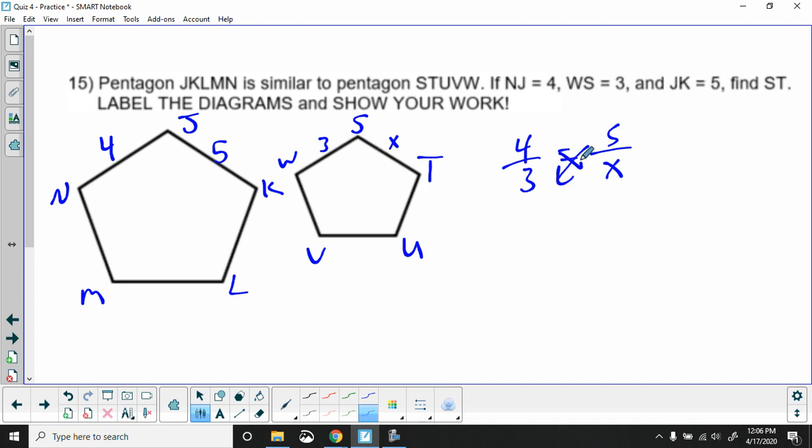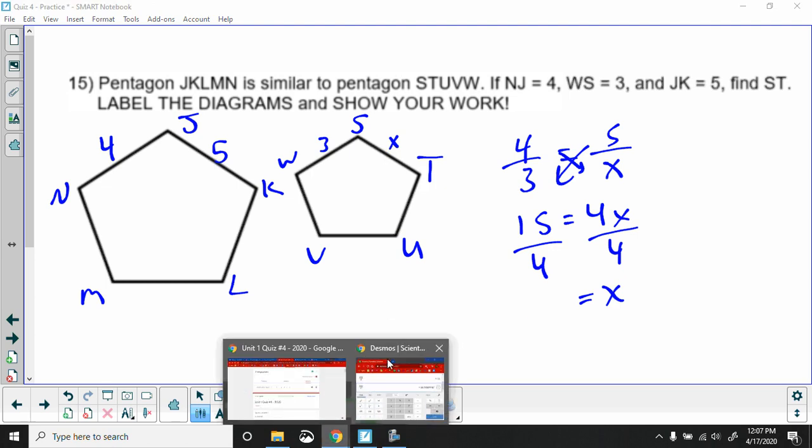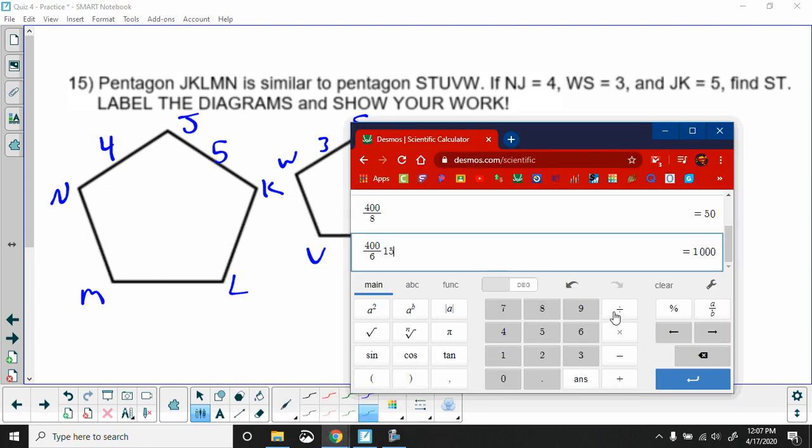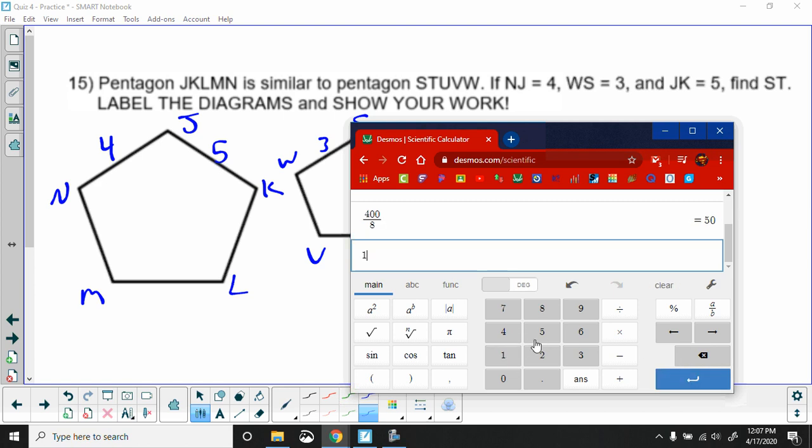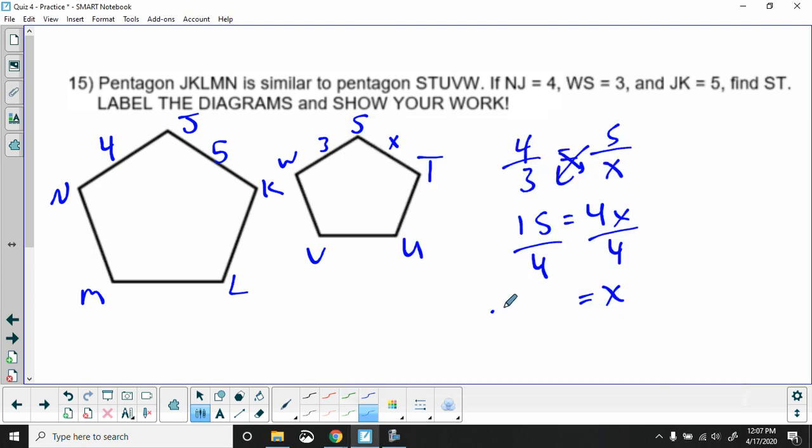Let's get our Desmos. 15 divided by 4. Let me just clear all this out. Okay, 4. There we go. 3.75, or 15 over 4. Pretty good. And in the quiz, trust me, I will be clear if I want decimals or fractions, so pay attention.